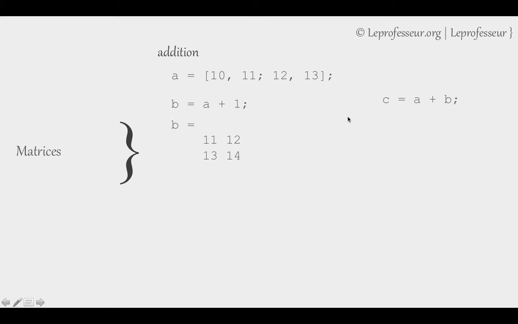Now if you want to do A plus B and store it in a C matrix, you can do it this way. C equal to A plus B, and that's a matrix addition. You get the result here. Okay.